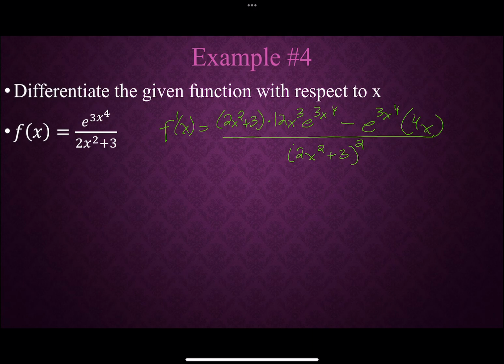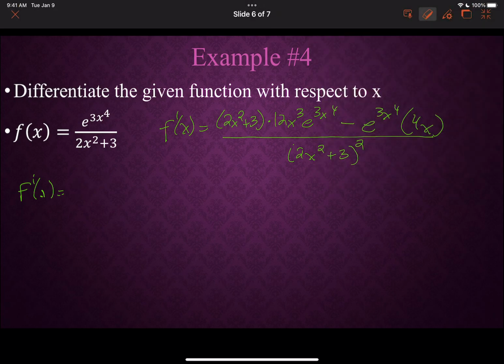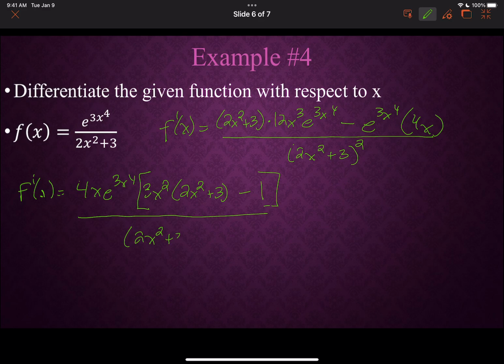From here, we can simplify that a bit more. I don't want to distribute that 12x cubed into all that, because I'm going to factor the common term they both have. I can see that I've got a 4 and an x in common for both of them, and the exponential. So I'm going to take out the 4x e to the 3x to the fourth. Doing so would leave a 3x squared multiplying with my 2x squared plus 3, and it's the full thing on the right side, so it's a minus 1. And then that's all over our 2x squared plus 3 squared.